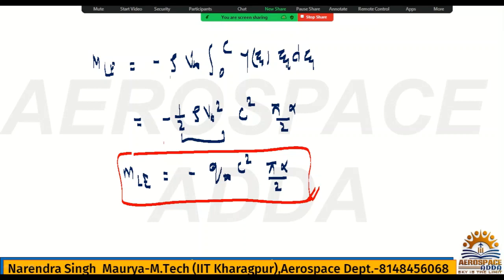Derivation is not important at all. The important point I told you is nothing but the formula. So this is the moment about leading edge, always remember. Now we'll go for the moment coefficient about leading edge, yes or no? So that will be very easy.